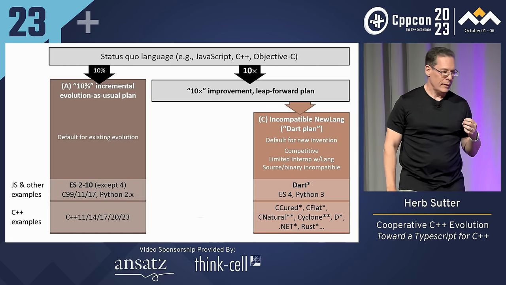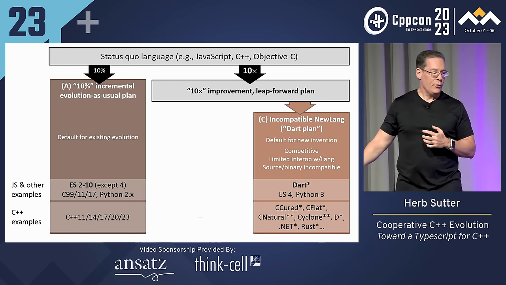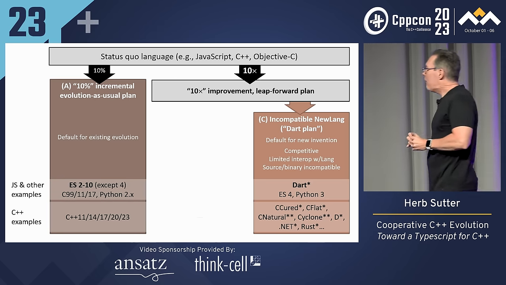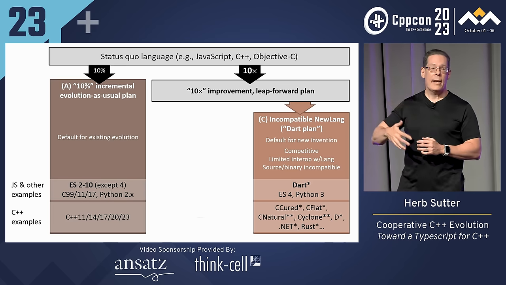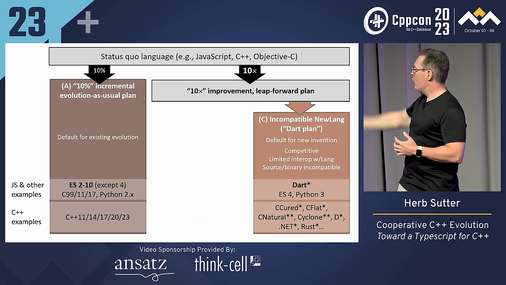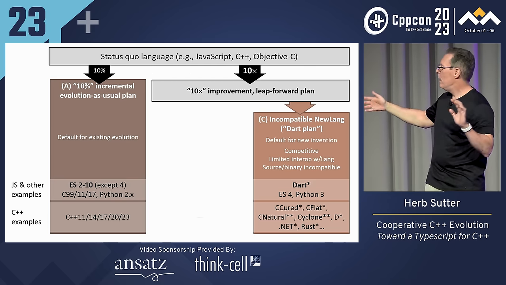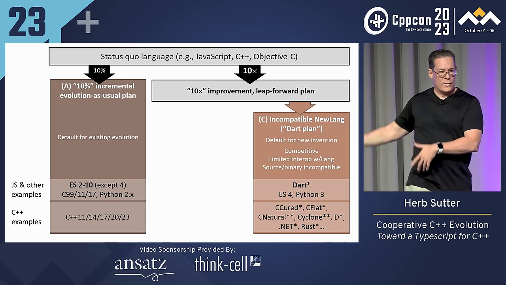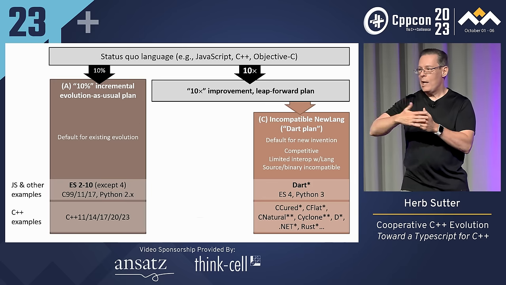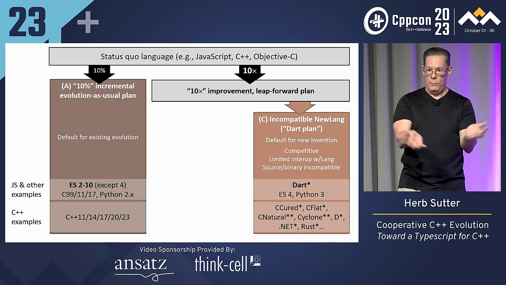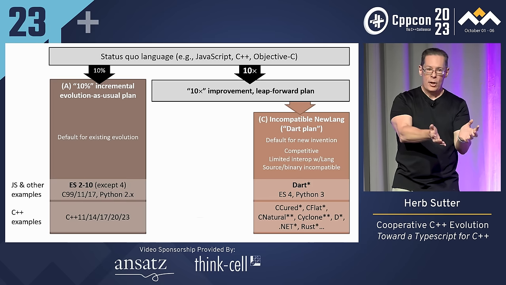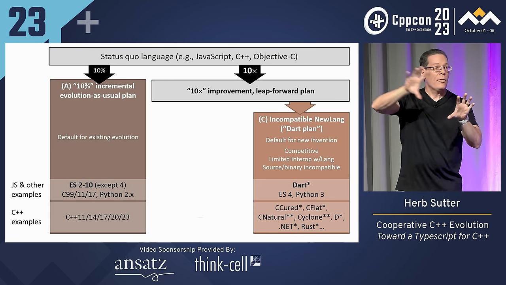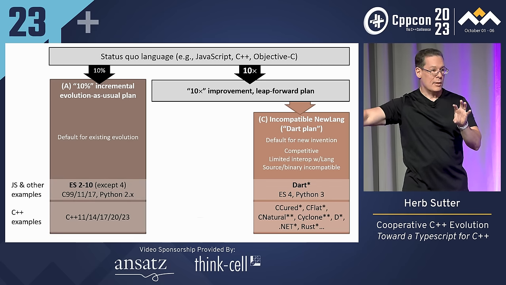It's a trade-off. Dart did this. This is the Dart plan. But it's also the Python 3 plan, the ECMAScript 4 plan, which didn't succeed. And in the C++ world, every project I know of that has tried to make a 10x improvement in C or C++ has been on the Dart plan. Ccured, C-flat, C-natural, Cyclone, D, .NET used for native compilation, like Rust and others. That's the Dart plan. We're not seamlessly compatible with C++. We're trying to fix C++'s problems and have their value proposition, the same value proposition of close to the metal, control and efficiency, but without the shackles or the benefits of C++ seamless compatibility, right?